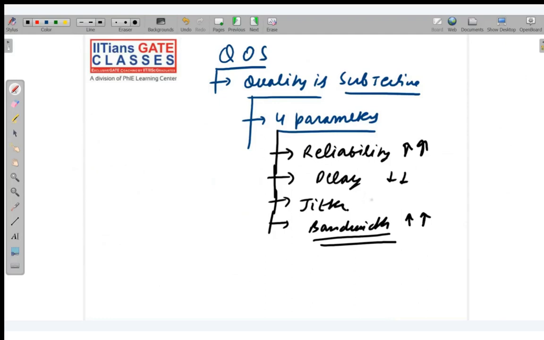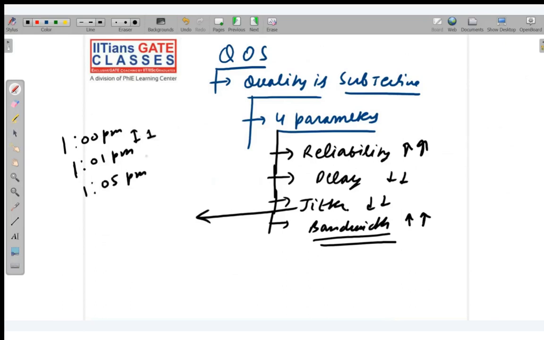Okay, jitter. Jitter is a new term. Jitter should be low. What do you mean by jitter? Jitter means, say, for example, your first packet arrives at, say, 1 p.m. Roughly, I am giving you an idea. The second packet arrives at 1.01 p.m. That means 1 hour and 1 minute. Now the next packet arrives after a 4 minute delay. First packet arrives at 1 p.m.